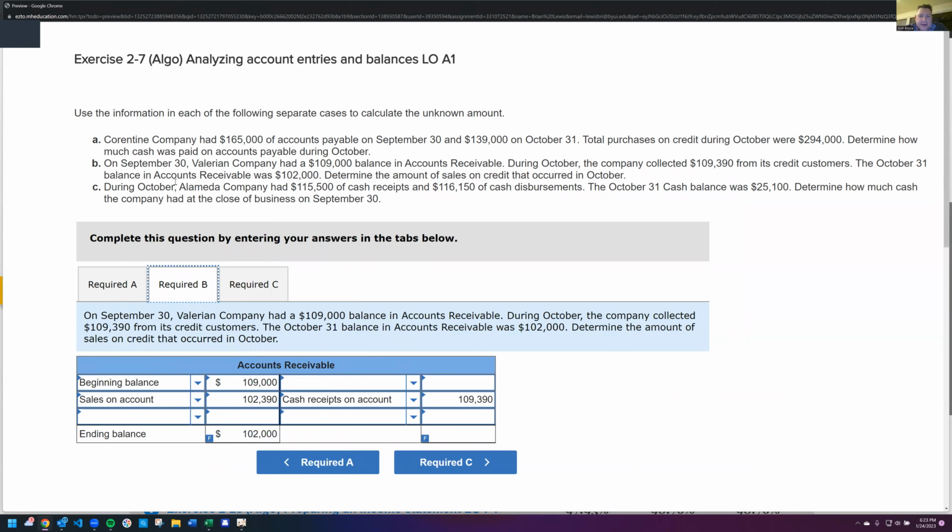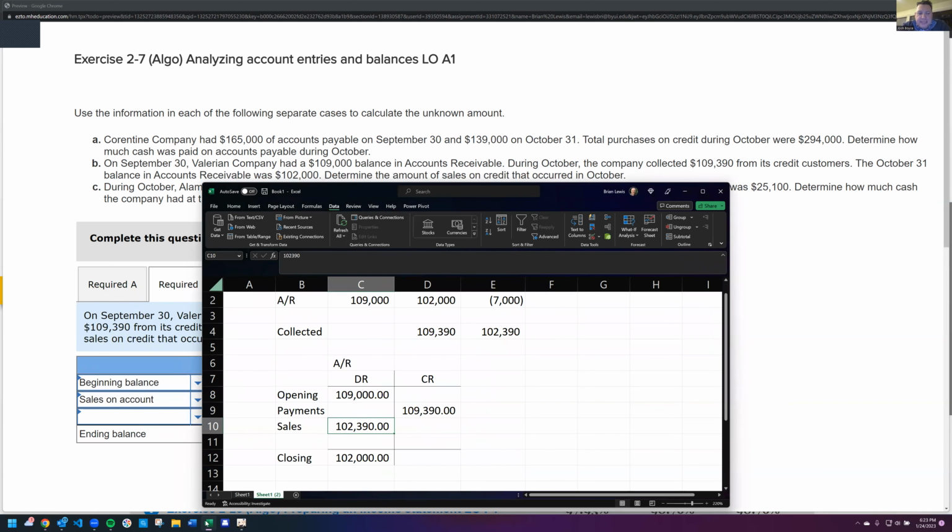The last one during, go ahead. Do you have an easy way of remembering what is a normal credit and what's a normal debit? Or is that just memorization?